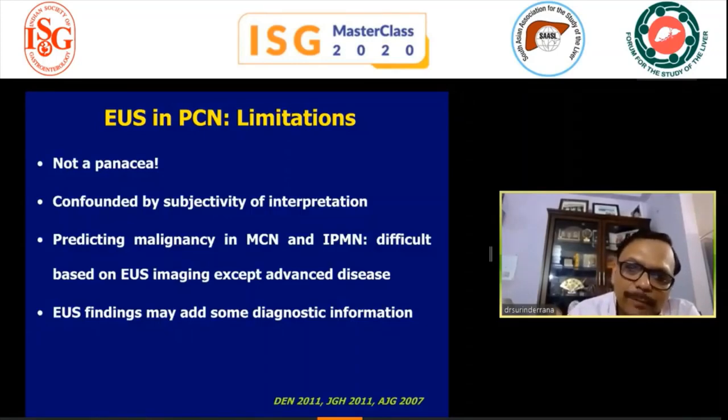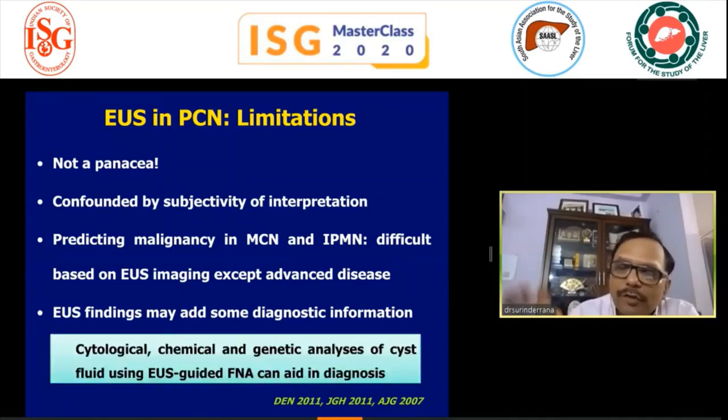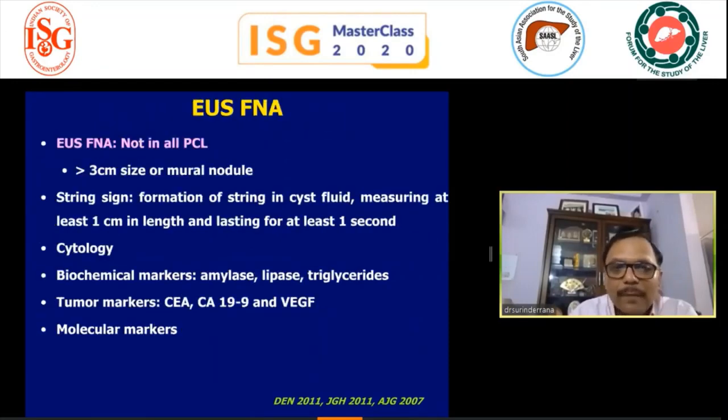It is confounded by subjectivity of interpretation. Predicting malignancy in MCN and IPMN is very, very difficult just based on EUS imaging. So EUS finding at best may add some diagnostic information, and you have to proceed forward. The step forward is to do a cytological, chemical, and genetic analysis of the cyst fluid using an EUS guided FNA. But then EUS FNA is not to be done in all cystic lesions.